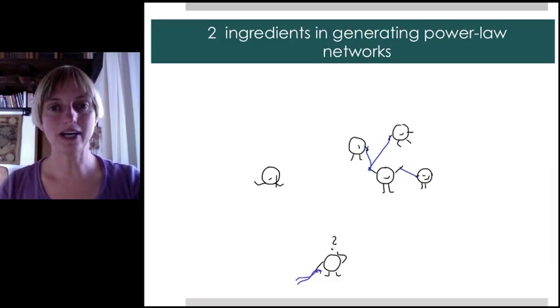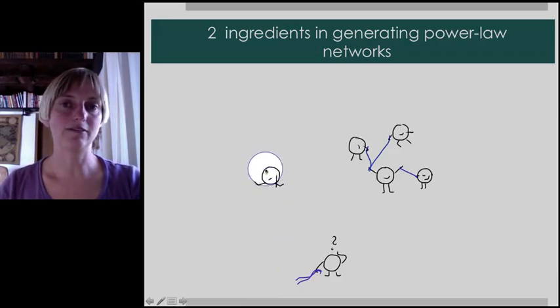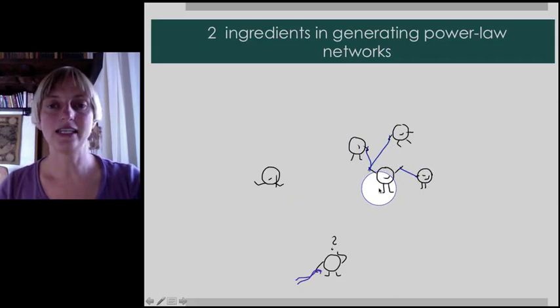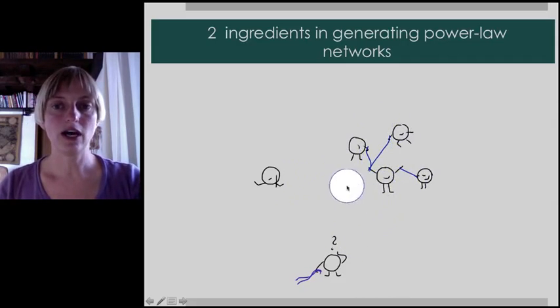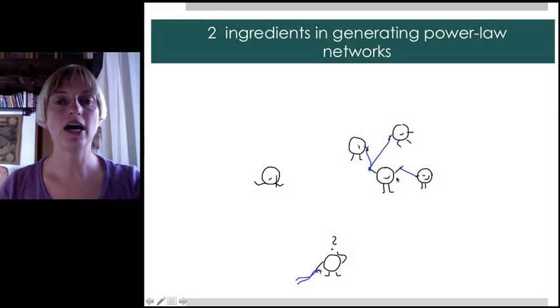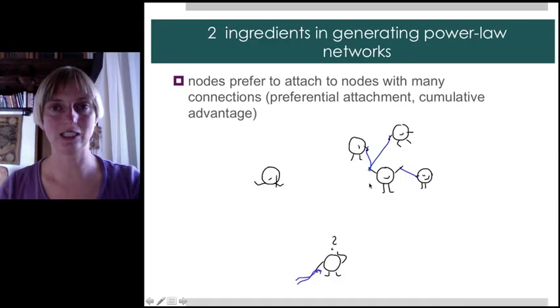In the social network context, you might be deciding between connecting to someone who doesn't have many, if any other connections, or connecting to someone who's popular and has lots of social ties. And if you prefer the person who has lots of social ties, in fact, if you prefer him or her in proportion to the number of ties that they have, then this is called preferential attachment or cumulative advantage.